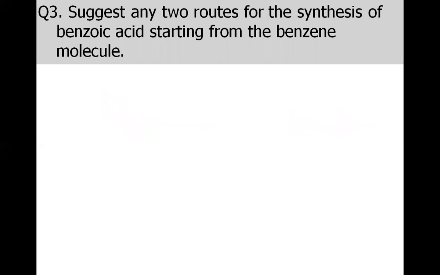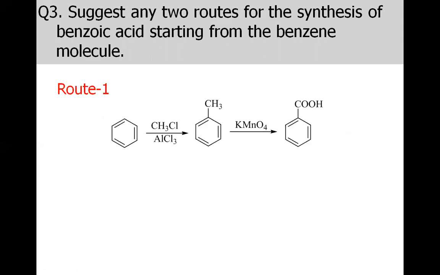Question 3 was, suggest any two routes for the synthesis of benzoic acid starting from the benzene molecule. So it is not a difficult question. It was very easy. We have to start from benzene and we have to end at the benzoic acid. So overall, the hydrogen of the benzene is to be replaced with the carboxylic site.